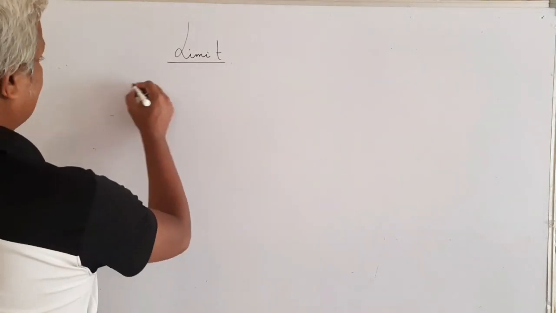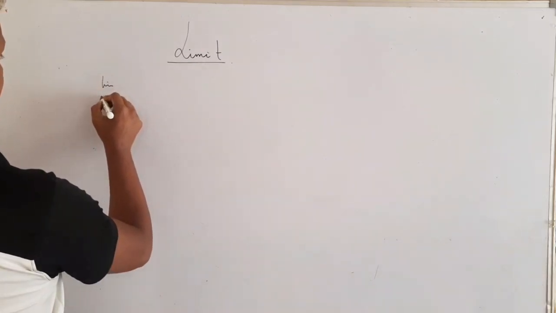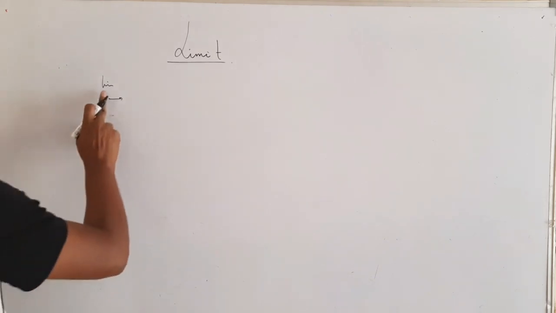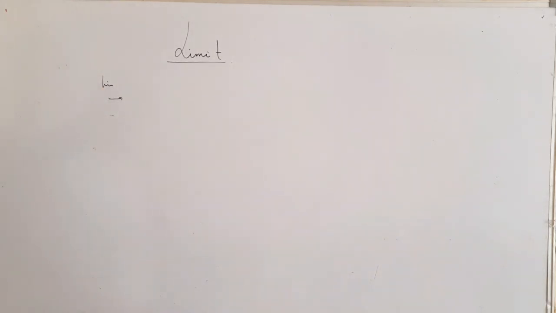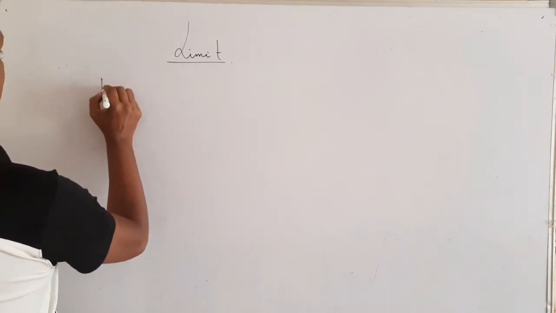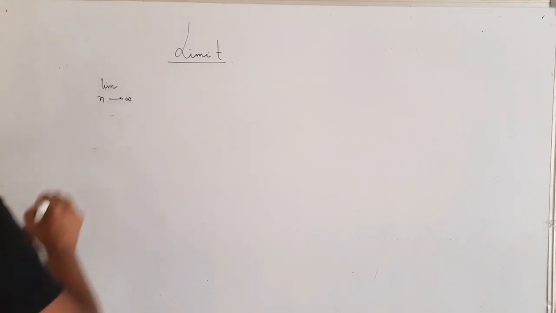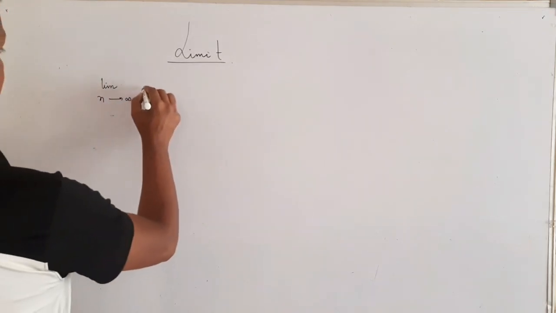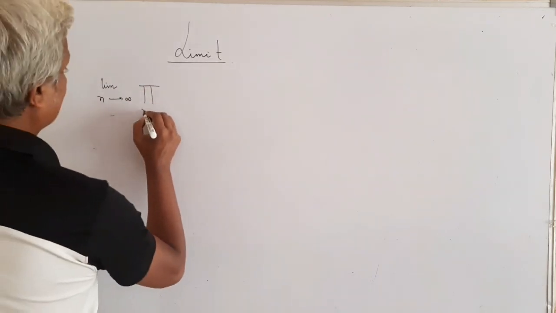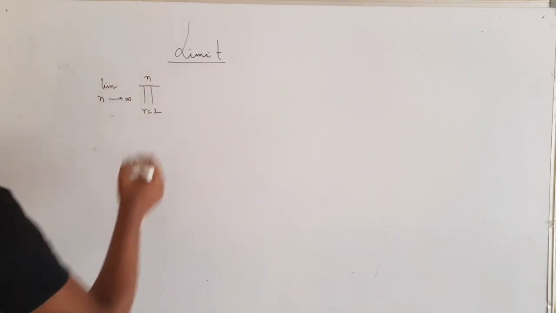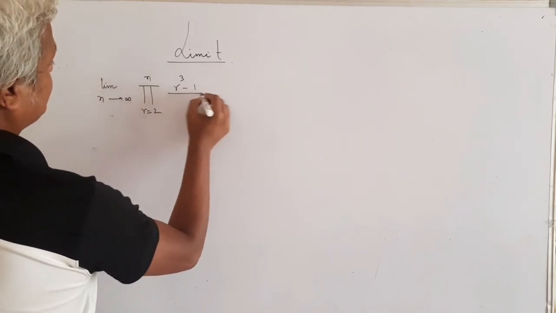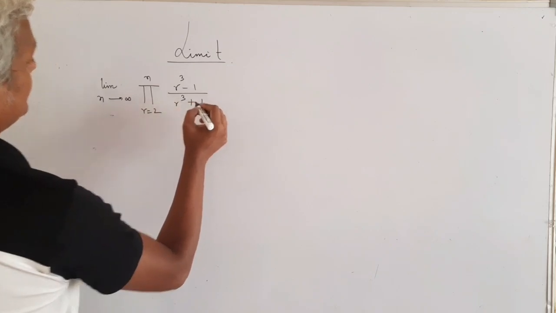Now here we have another example, and this is the difficult question. Limit n tends to infinity, and this is called the pi, meaning product form. Pi from r equals 2 to n, and the expression is (r cube minus 1) over (r cube plus 1).